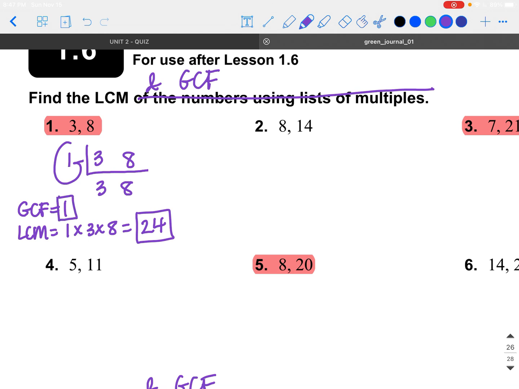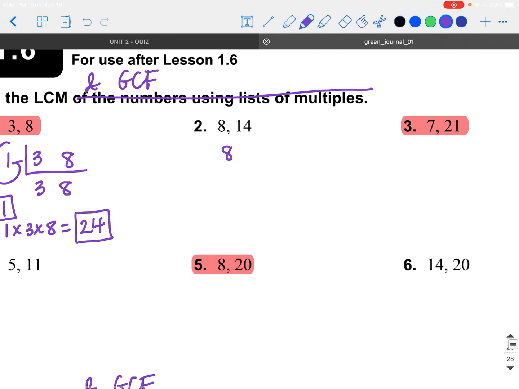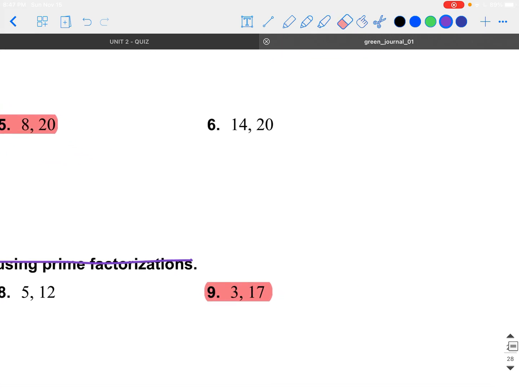Okay, I'll do one more example for you. You don't have to do number 2 since it's even, but I'm going to walk you through another example for it. Okay, so we have 8 and 14 here. I kind of want to walk you through bigger numbers. I'm actually going to do number 6, which is 14 and 20. So we have 14 and 20 here.